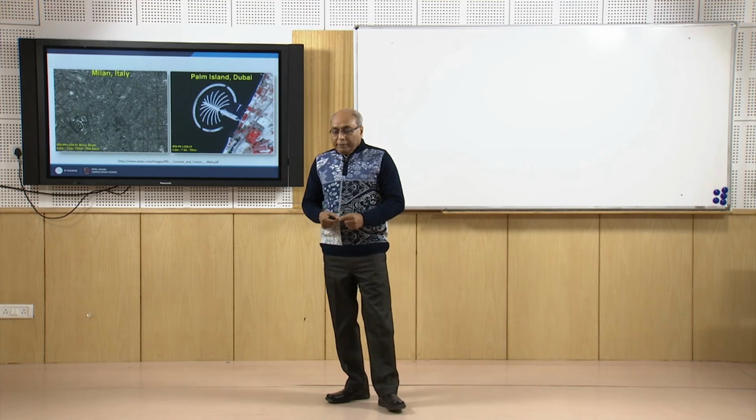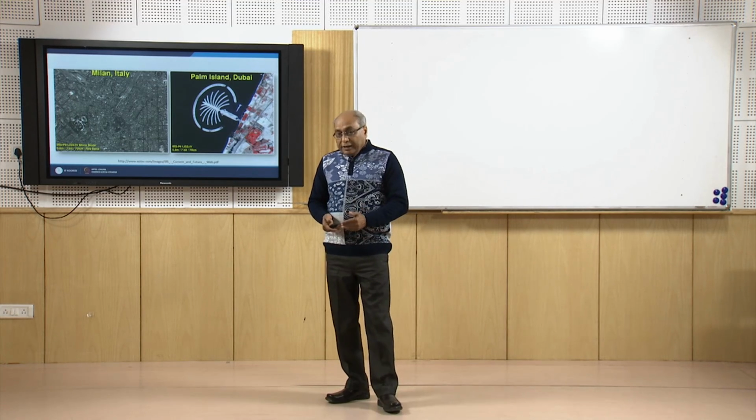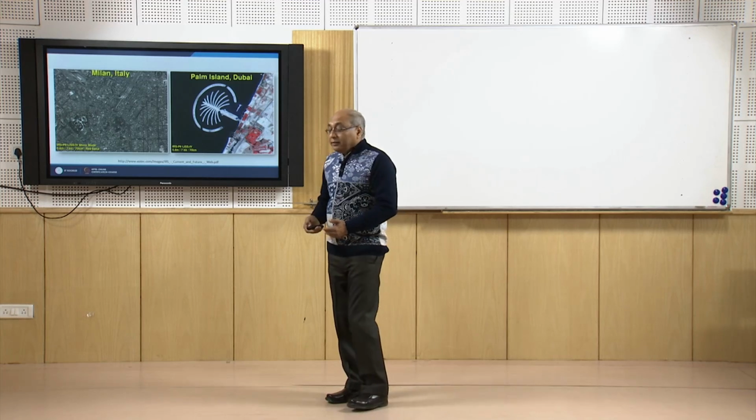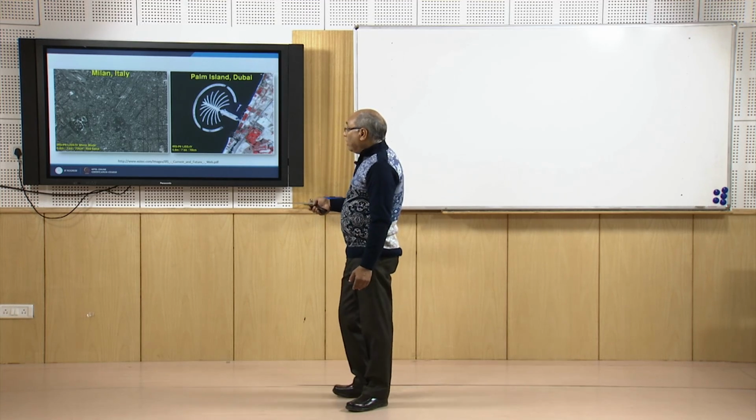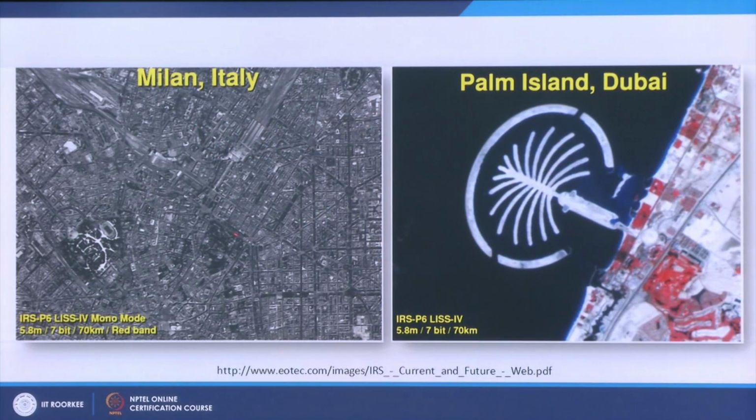Once the spatial resolution improves, the clarity of an image also improves, and this is what the example shows. If you are looking at a city, you can see all individual roads, and if you zoom in to a certain extent, then you will be able to see individual buildings, of course from the top. This is an example of Milan city of Italy.